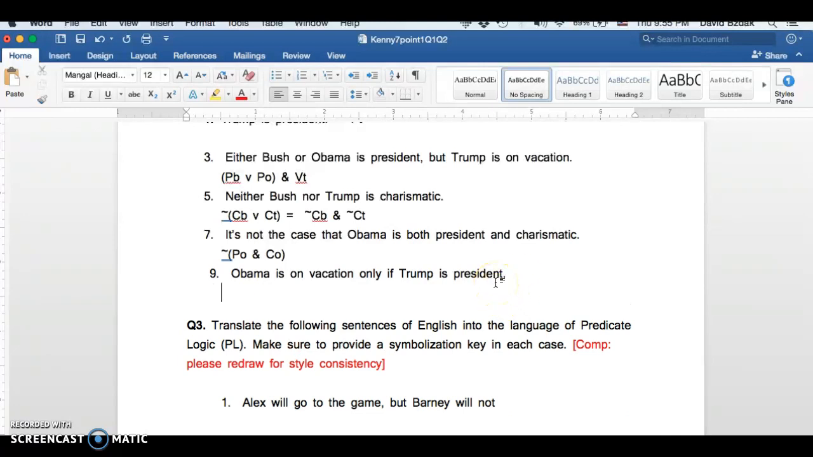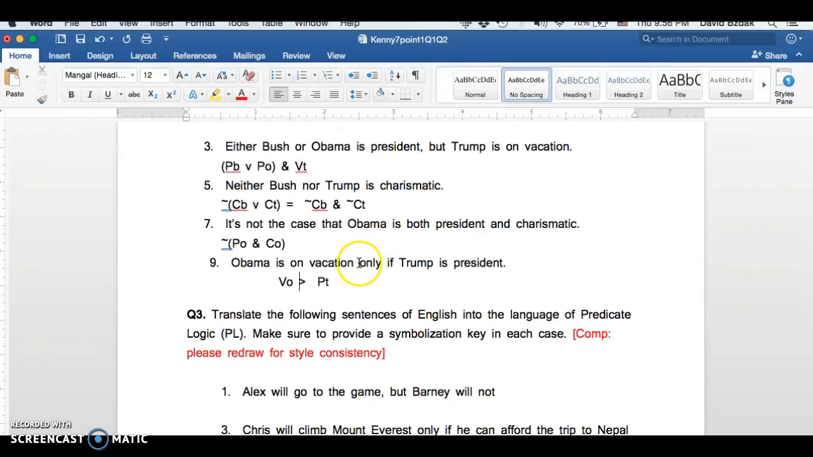Alright, last one for Q2. Obama's on vacation only if Trump is president. So remember, for the only if, we just put the horseshoe, right? Substitute for the only if. So our antecedent here then is Obama is on vacation. V was on vacation, remember? Our consequent, Trump is president, uppercase P, lowercase t. So again, don't confuse only if with if and only if. Those are two different things. It's a mistake I'm still seeing on some of the homeworks. Only if, just remember, take out only if, put in the horseshoe.